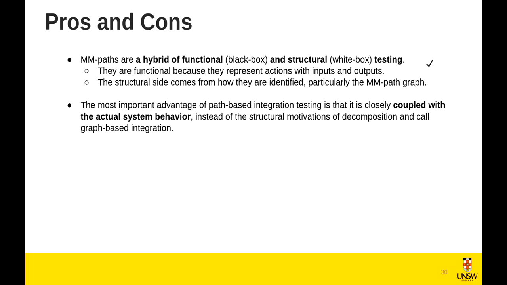It is considered as functional, because we are representing the actions with inputs and outputs. So we are actually trying to generate the causes and effects of each one of the paths here. And the structural aspect actually comes from how this path graph is identified. We can build them on top of control flow graphs. So this is why it is considered a hybrid of functional and structural testing.